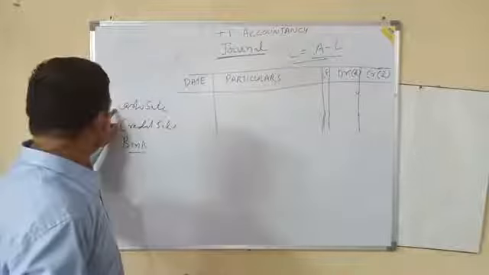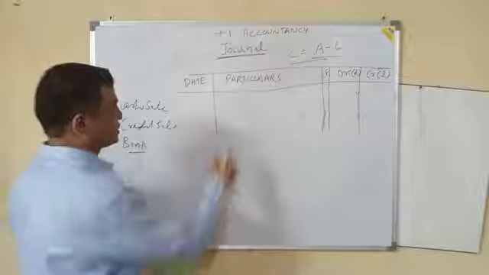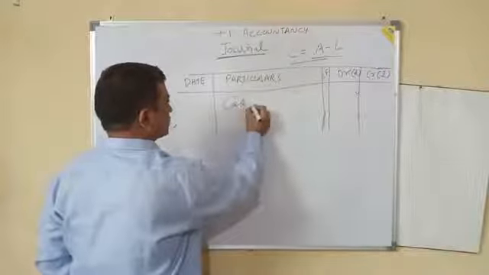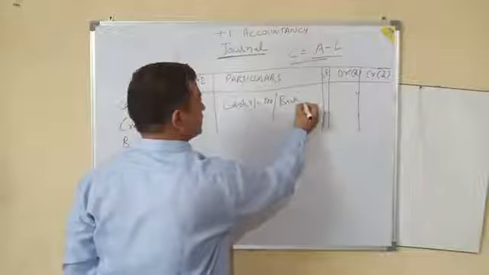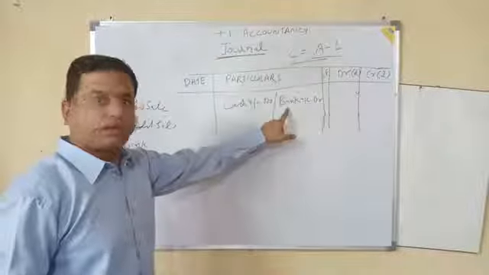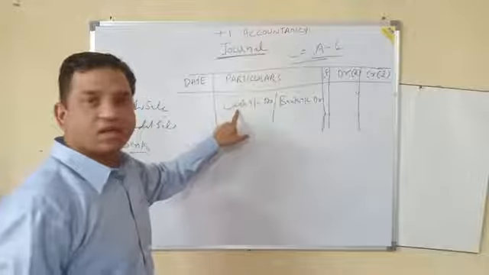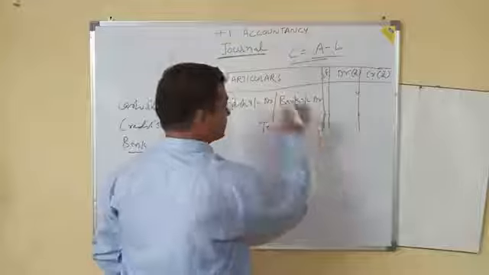Either cash will come, or a check will come. So whatever you get, you will make the entry: cash account debit or bank. If you are receiving the transaction by check, you will debit the bank. If you are receiving it in cash, cash account debit. To, you will always put sales.